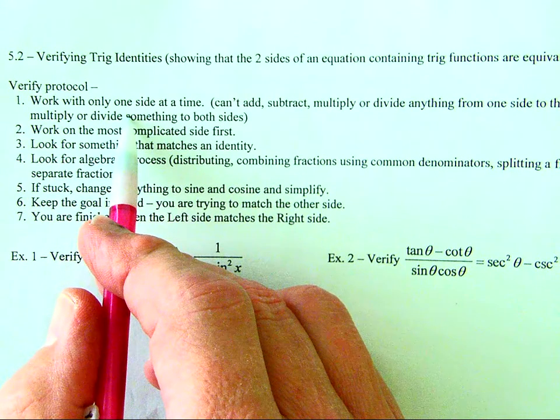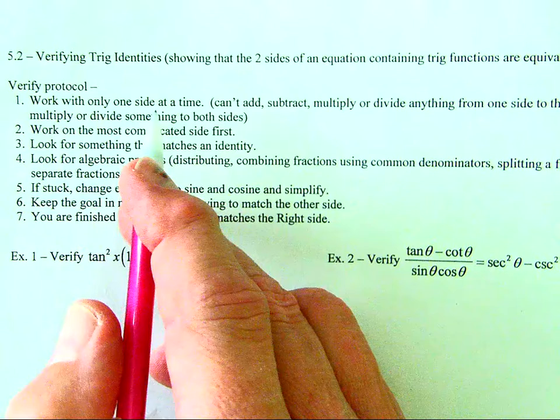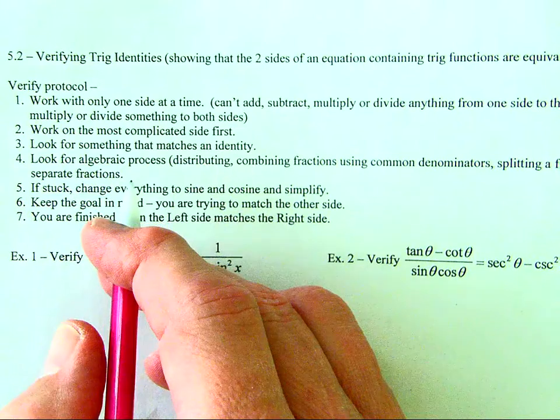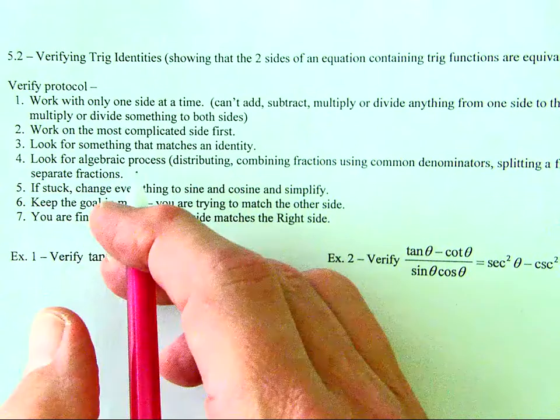You know, a lot of times in algebra, if you want to get rid of a 2 from one side, you can divide both sides by 2. Or if you want to get rid of a plus 3 from one side, you can subtract 3 from both sides. Right? You cannot do that with a verify problem. You can only work with one side at a time. So you can't move anything from one side to the other side. That's one of the rules. That's probably the most important rule.